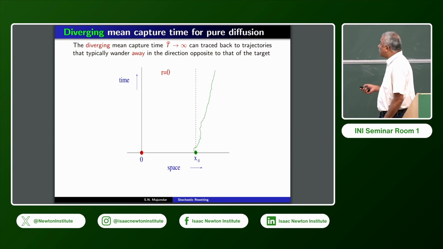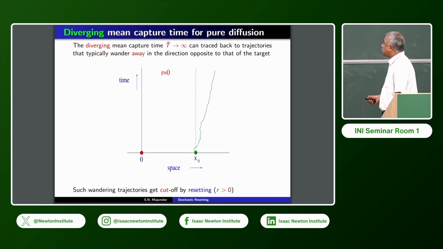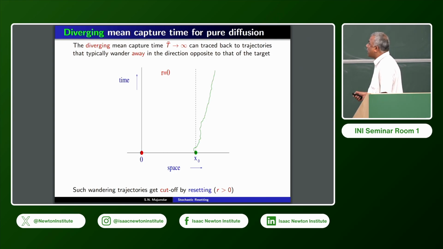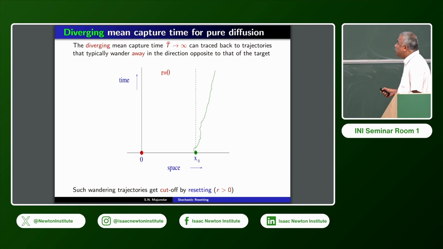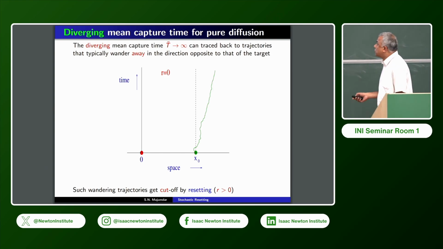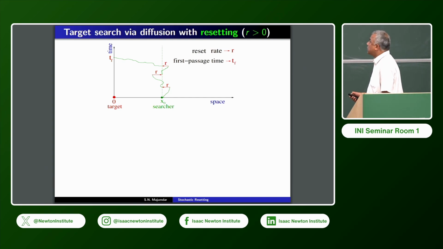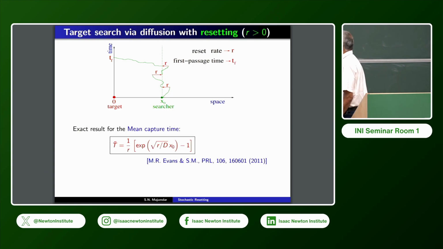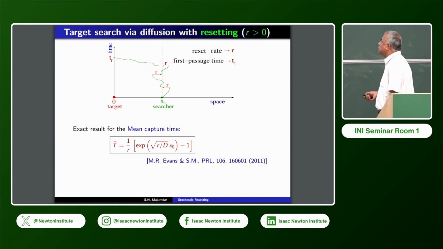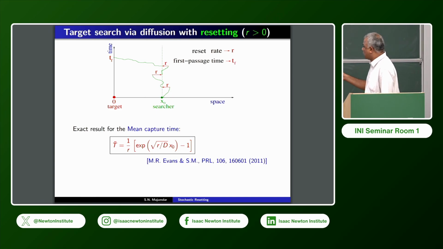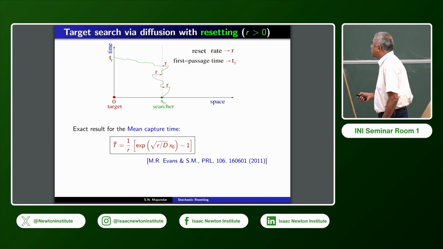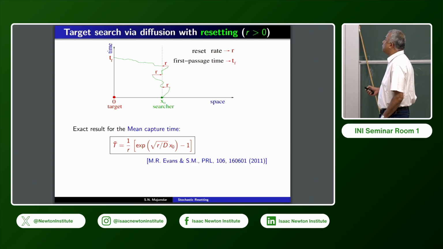Okay? So now if you switch on the resetting, what resetting does is cut off those bad trajectories. Okay? Because by resetting, you are coming back to the origin, and thereby it actually improves the mean first passage time. To see this, what you have to now solve is again the same problem, but in the presence of resetting rate R. I'll not go through the solution because it is quite simple. You can just calculate the first passage problem by renewal properties. I'll not go into the details. You can find it in this paper, but you can actually calculate the mean first passage time.